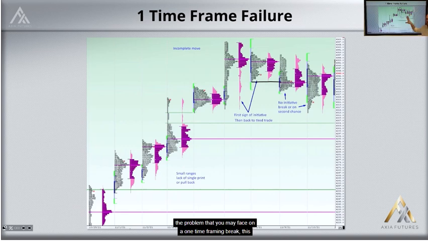This is the problem that you may face on a one time framing break. This is the bit where you have to go, okay, I needed to see it accelerate, I needed to see it drive lower and keep going. It's not done it. You were expecting this move to break here and go down here, and it's not done it. Therefore, you have to step away and say, okay, this is not the one.